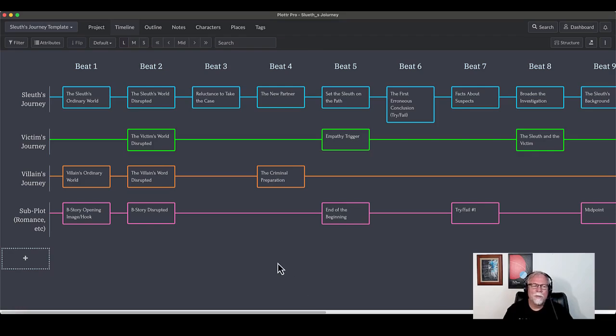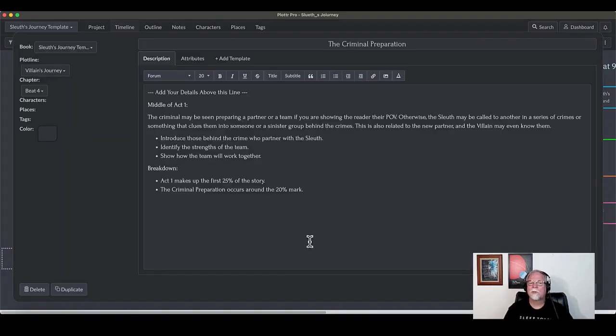Okay. At the same time, if we are showing the villain's journey, we're going to show the criminal preparation. So we're going to show the criminal preparing to get away with the crime or maybe commit another crime. So basically, sometimes the sleuth, we can hint at this if we're not showing the villain's POV. We can show the detective being drawn into another case that might be related, something like that. It can be related to the new partner, and the villain might even know the new partner. So the new partner may end up being someone that betrays them. There's all kinds of things that you could do with that part of the story.